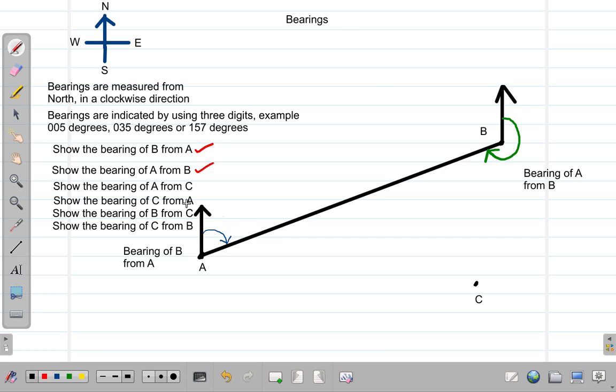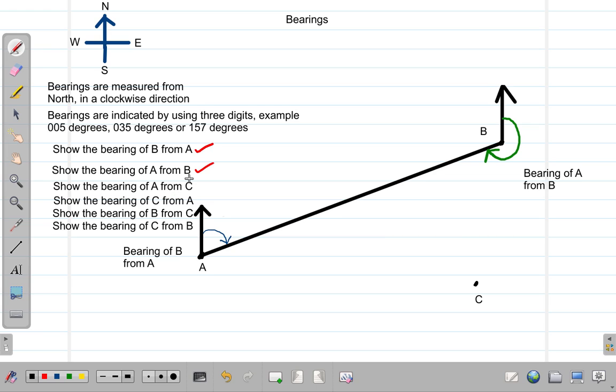I want you to pause the video, copy this diagram in your notebook, and indicate on the diagram the bearing of A from C, C from A, B from C, and C from B. So go ahead and pause. All right. You have indicated your bearings. Now let us go through it.